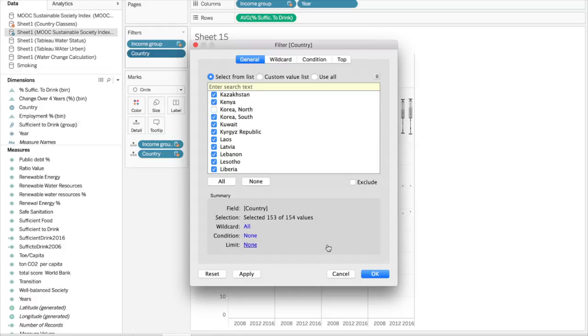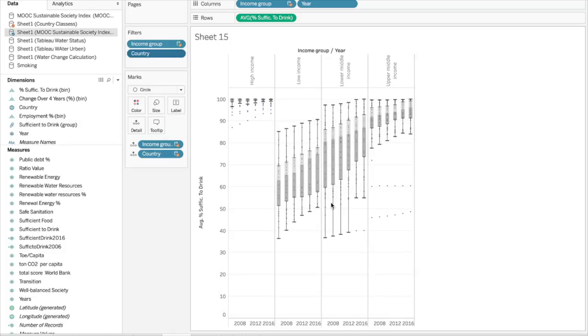So uncheck North Korea, press OK, and you see immediately that these bars and whiskers look different. This is with North Korea, without North Korea, with North Korea, without North Korea. So we might have picked that up in the data cleaning, but probably not. We'll exclude that now, and make sure that you're writing all of these things down as you go, because these are very interesting plot points.